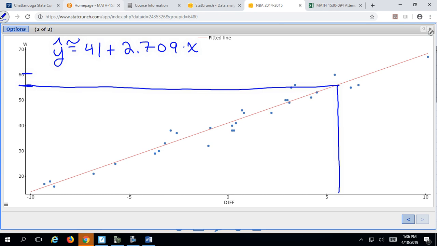So the gap between the two, this distance here, between the point and the line, is the error. That's the error in the model. The line goes through the middle, right? The points don't fall exactly on that line. The differences between the points and the line is what we call the error.